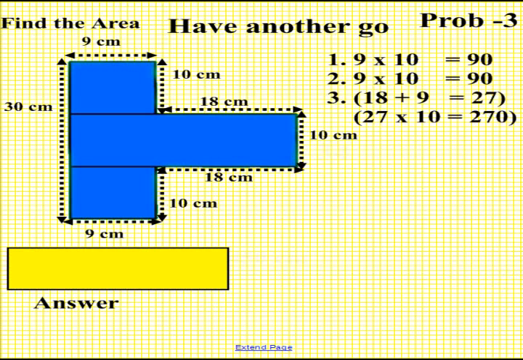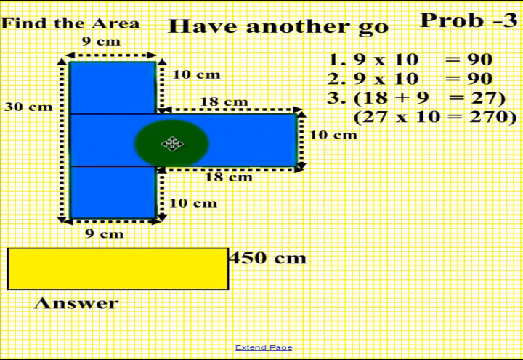Okay, here's how we calculated the area, which by the way we came up with 450 centimeters. Number 1, this is a simple one. 9 centimeters times 10 centimeters equals 90. Down at the bottom for this area, we have 9 times 10 again equals 90. That takes care of both of these. Then we need to determine the area inside.